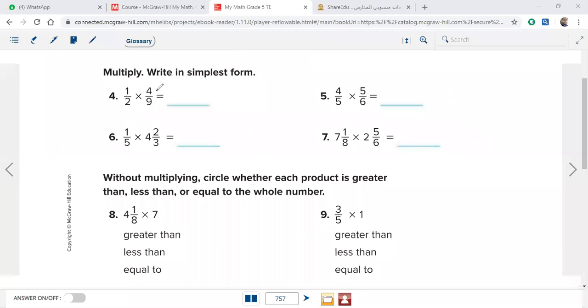Okay, so I can simplify 2 and 4. I can divide both of them by 2. 2 divided by 2 equals 1, and 4 divided by 2 equals 2. Is there any common factor? There is no other common factor. So I have to multiply numerators: 1 times by 2, which is 2.